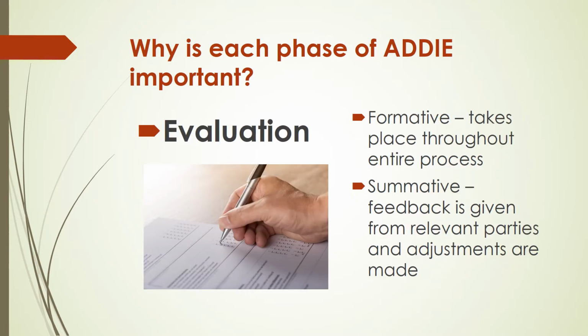Evaluation is the final phase in the ADDIE model. It consists of formative and summative evaluations. Formative evaluations will have taken place throughout the previous phases of the ADDIE model. Summative evaluation is when feedback is given from relevant parties and adjustments and revisions are made.